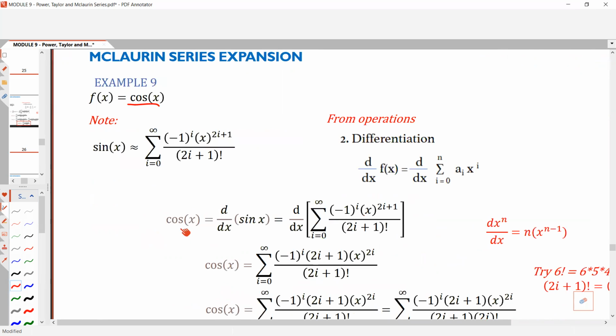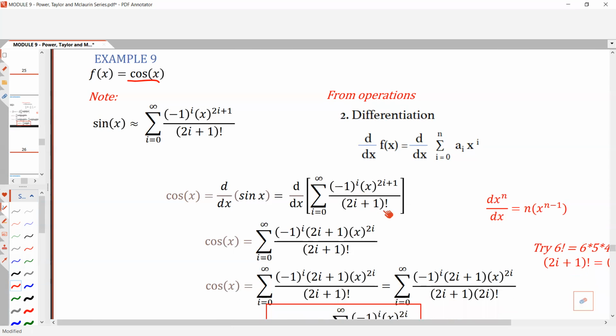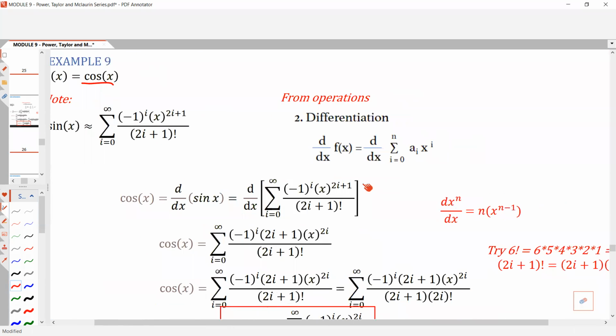So cosine x is simply the same as derivative of sine x. Derivative of sine x is equals to the derivative of the power series expansion of sine of x. Okay, ito siya. So taking the derivative of this one. So paano ba kukunin yung derivative nito?